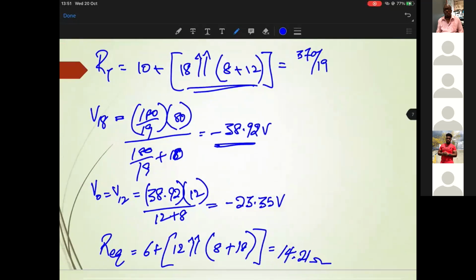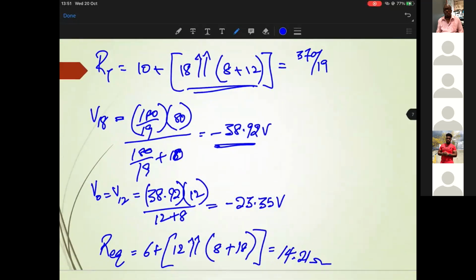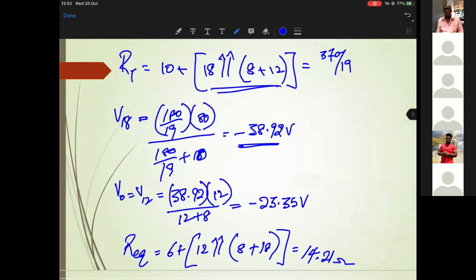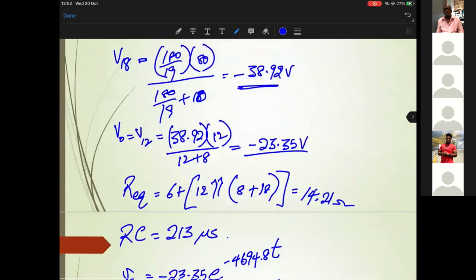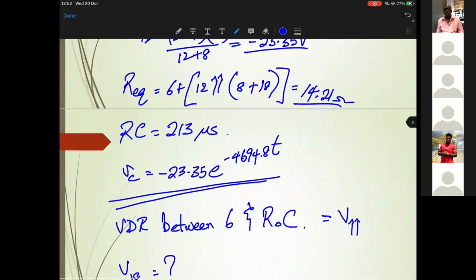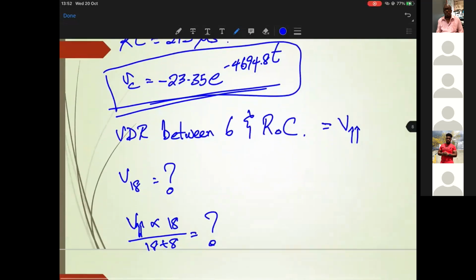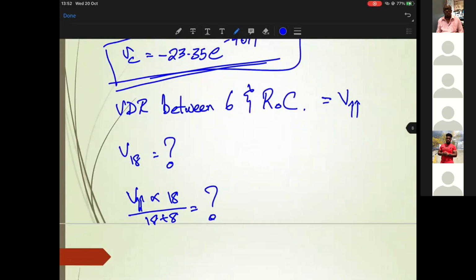So again, we first find V0. Right, so we find V0. From that, we also find the equivalent. So we are able to find VC. And then we find V18 ohm using voltage divider twice. Any questions?